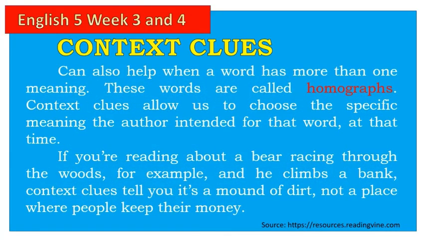Context clues can also help when a word has more than one meaning. These words are called homographs. Context clues allow us to choose the specific meaning the author intended for that word at that time. If you're reading about a bear racing through the woods, for example, and he climbs a bank, context clues tell you it's a mound of dirt and not a place where people keep their money.